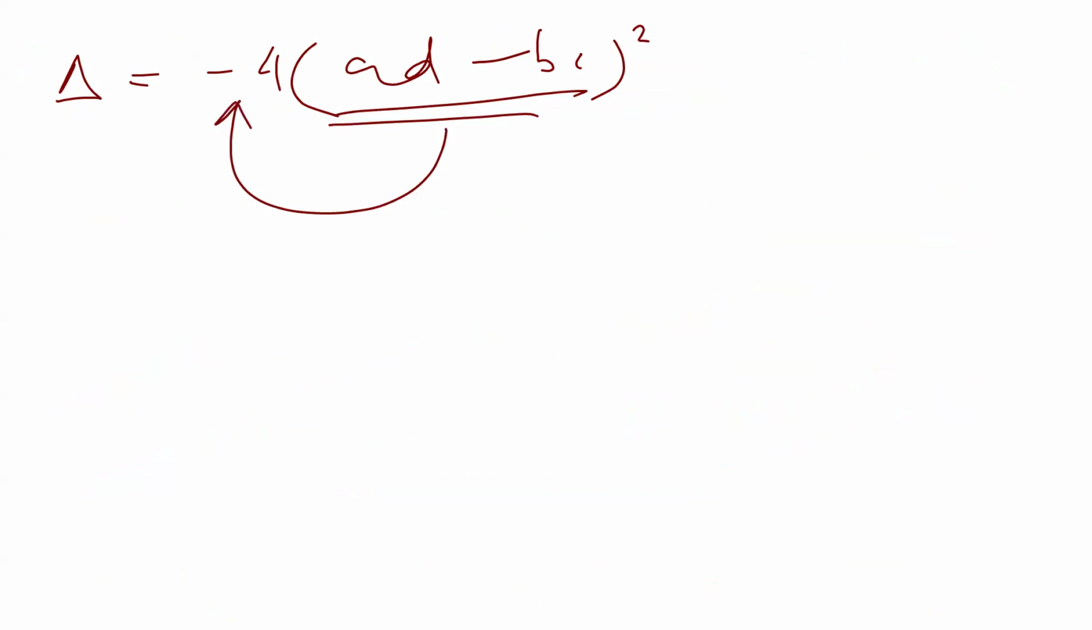Now this square into this negative will be less than 0. So case 1, if the value of a into d and the value of b into c are equal, if we multiply a into d and b into c and they are equal, then only delta will be equal to 0. Otherwise, it is complex. Okay, so that is your conclusion.